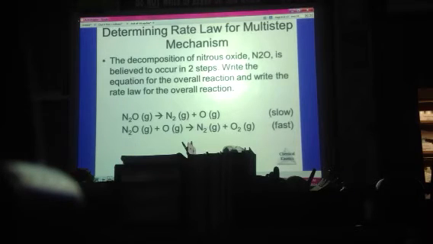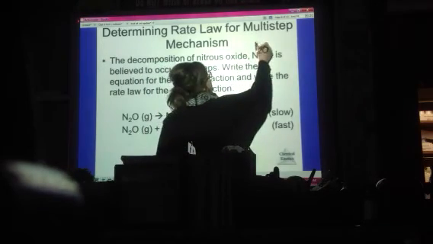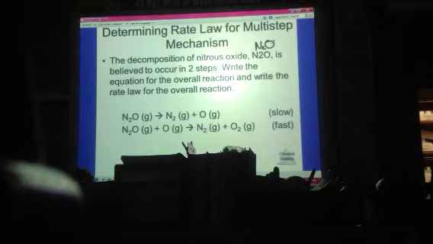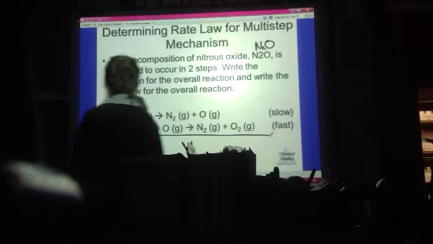Okay, so this says the decomposition of nitrous oxide, N2O, that should be a subscript, sorry, is believed to occur in 2 steps. So you're given these two steps, the proposed mechanism right here. We want to write the equation for the overall reaction and then write the rate law for that overall reaction as well.